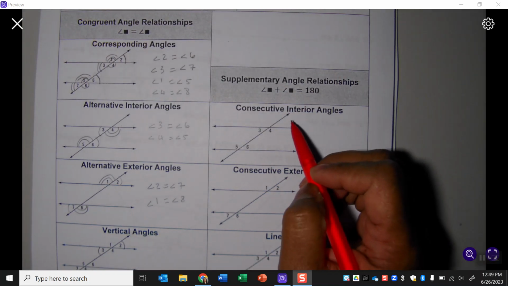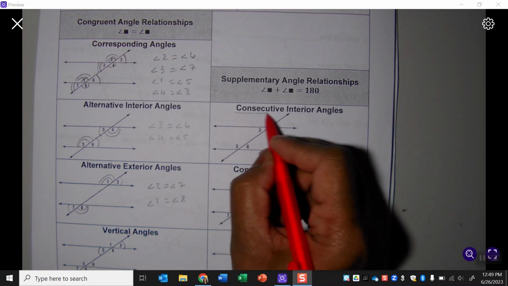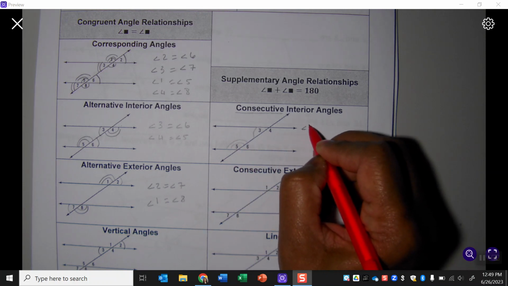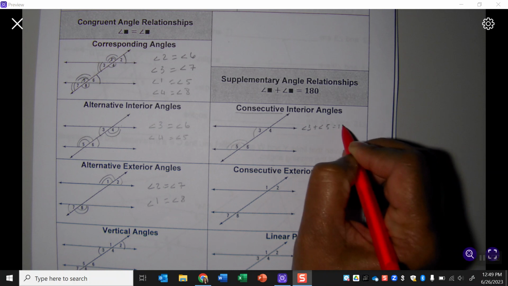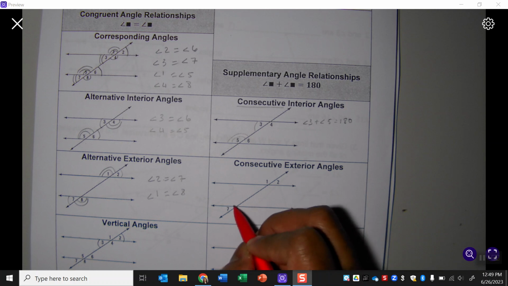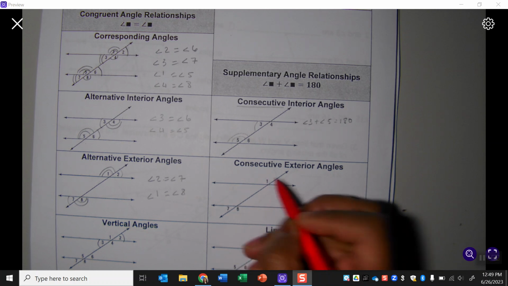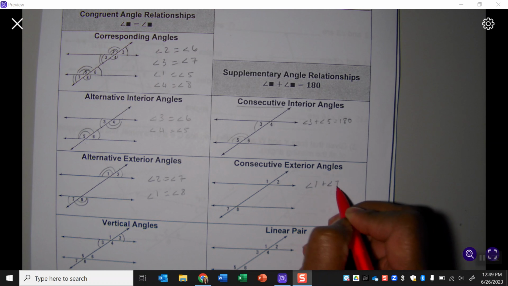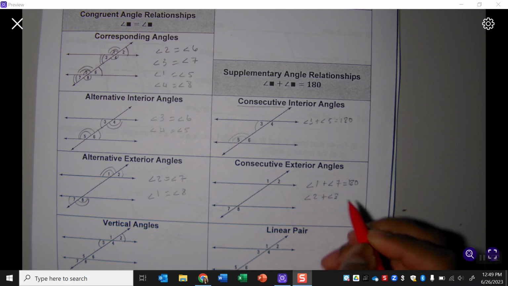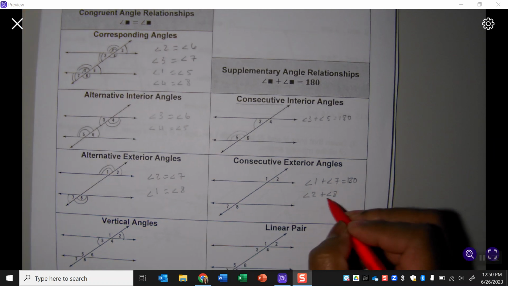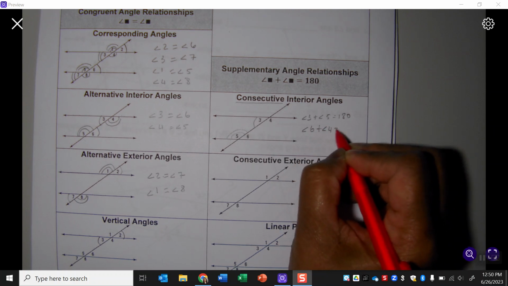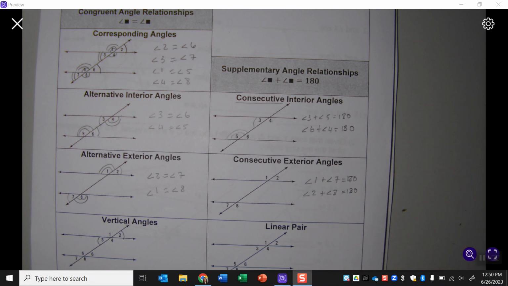So basically interior angles, and they're consecutive, meaning they're on the same side. So 3 and 5, they're not congruent, but if you take angle 3 plus angle 5, they add up to 180 degrees. Okay? Same thing for 4 and 6. Same thing for 7 and 1, they're consecutive exterior. So angle 1 plus angle 7 are equal to 180. Similarly, angle 2 and angle 8 are also 180. Here you could say angle 6 and angle 4, these two angles are consecutive as well.